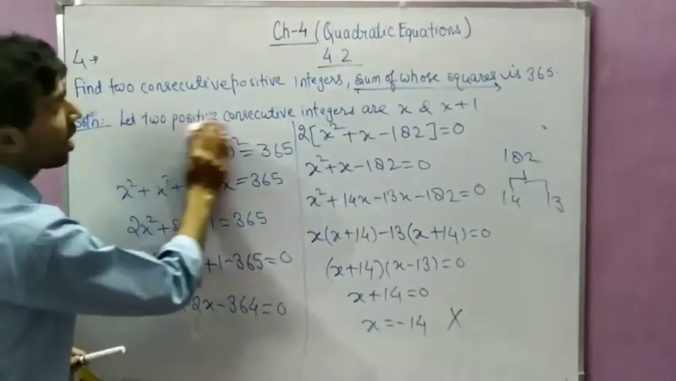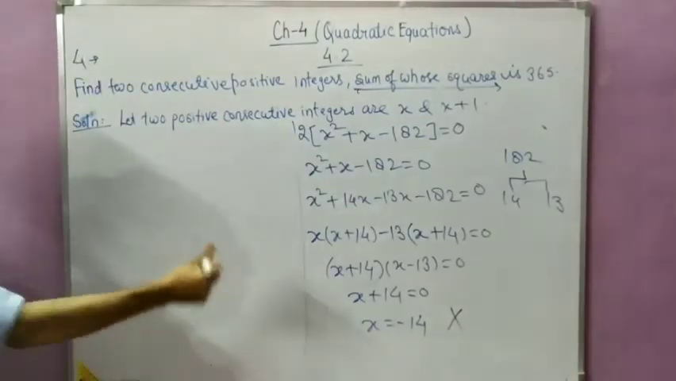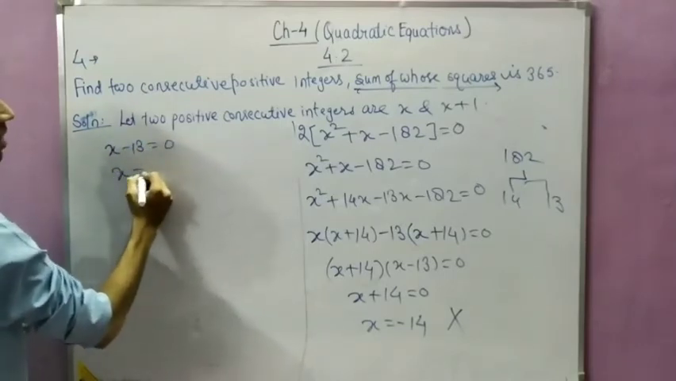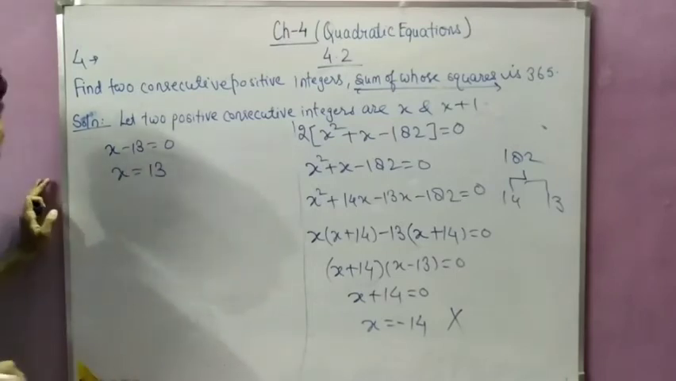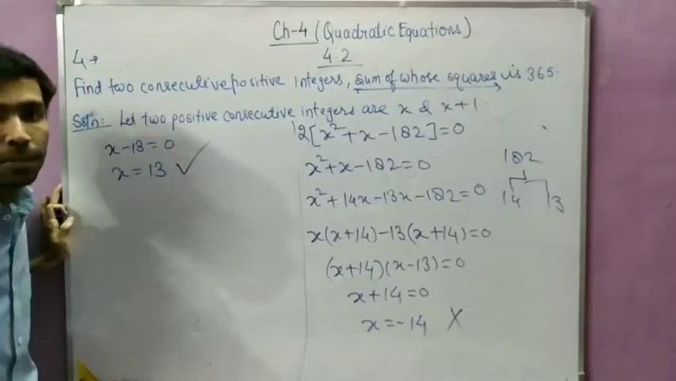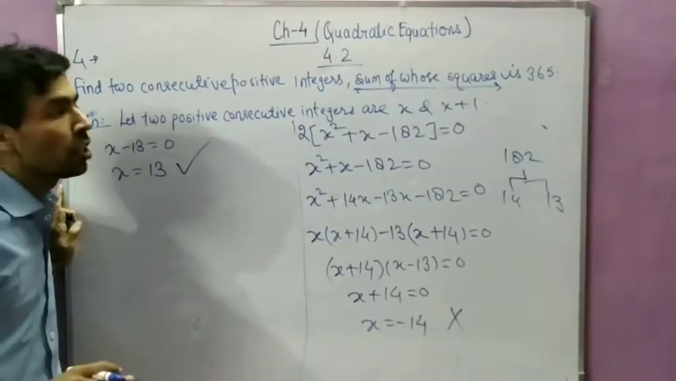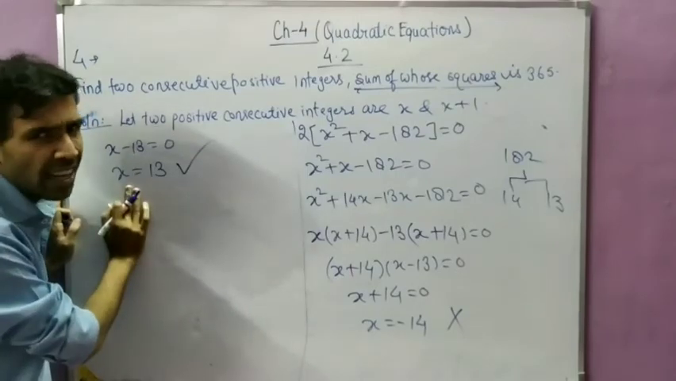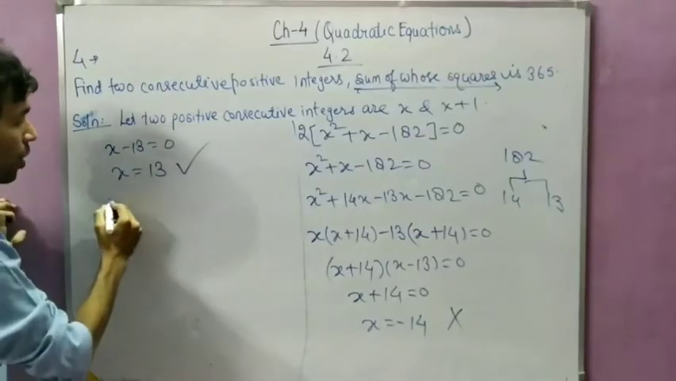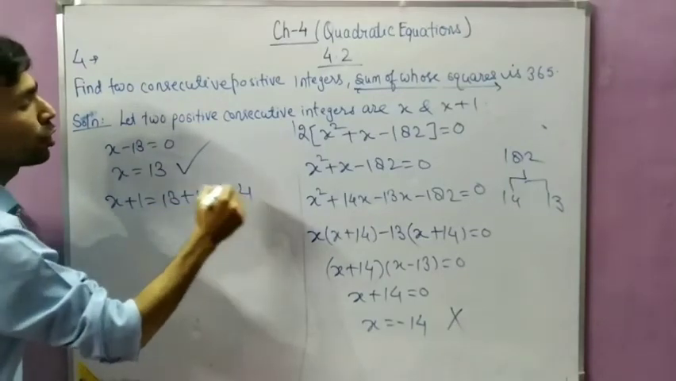Now let's check the other value. When x minus 13 is equal to 0, we get x equal to 13, which is positive and an integer also, so this value will be accepted. So now, out of two positive consecutive integers, we got the first, that is x. What is the second positive integer? That is x plus 1. So x plus 1 is equal to 13 plus 1, which is equal to 14.